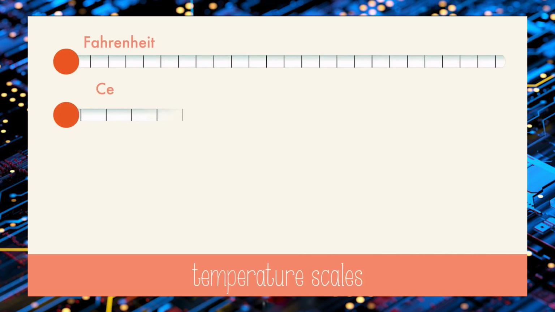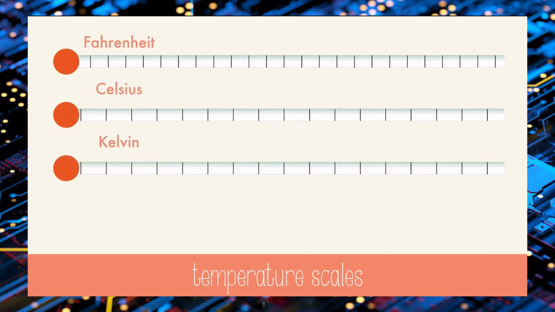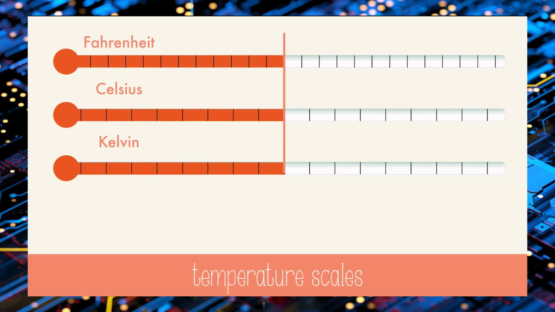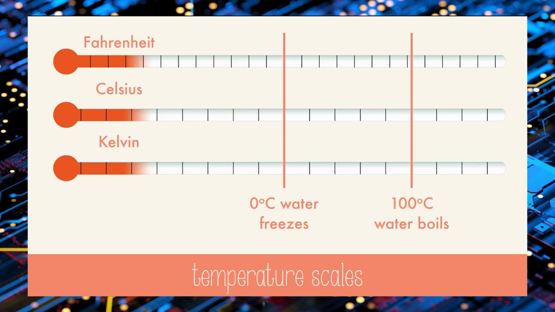There are lots of different scales for measuring temperature. Fahrenheit and Celsius are the most commonly used in everyday life, but Fahrenheit is almost never used in science. The Celsius scale is based on the freezing point and boiling point of water. But even the Celsius scale isn't the best, because absolute zero on the Celsius scale is negative 273.15 degrees.